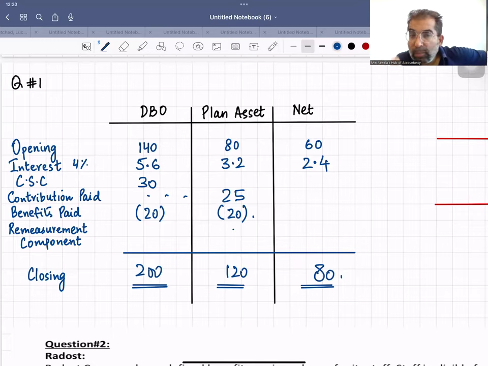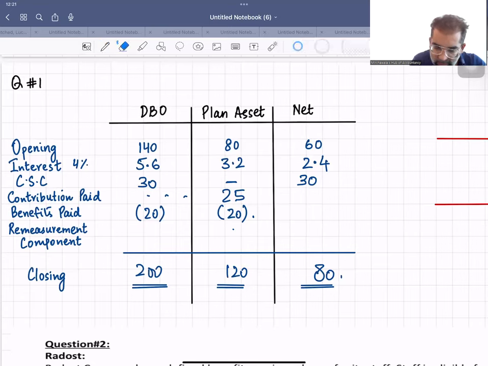Let me make the net column. I know the remeasurement component is left; I will calculate it in front of you. So how did I teach you to calculate the net column? Simple: DBO less plan asset. DBO, so 30 minus, nothing is written here, 30 minus 0 is positive 30.